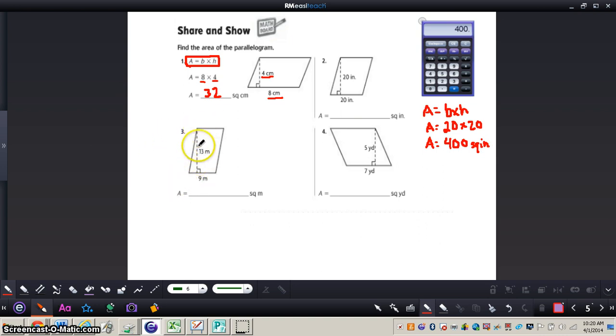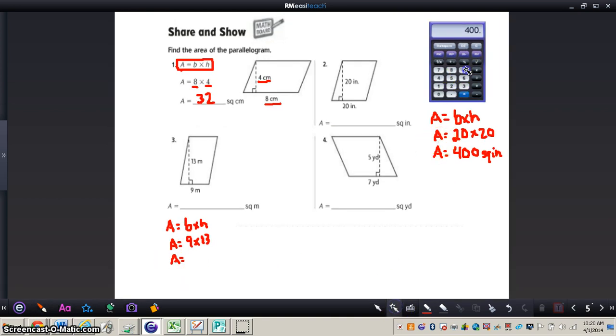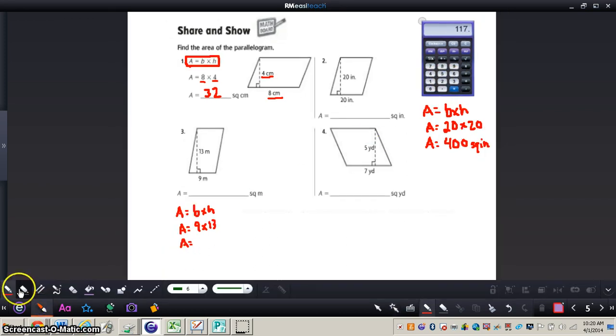Okay, let's jump down to number 3. We have a base of 9, a height of 13. So the first thing we need to do is write down the formula. Area equals base times height. Area equals 9 times 13. And we can just do that right on our calculator. We have 9 times 13. That's going to give us 117.